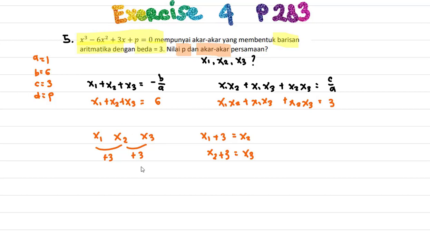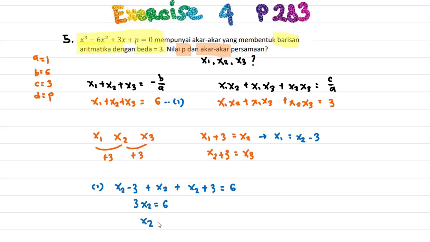Let's see, x1 plus x2 plus x3, we take it for the first equation. We will put everything in terms of x2. So we substitute x1 as x2 minus 3, then we have x2, and x3 is x2 plus 3. So the sum is 3x2 equals 6, and x2 is 2. Then x1 is minus 1, and x3 is x2 plus 3, so 2 plus 3 is 5. We find all of the roots, x1, x2, and x3.